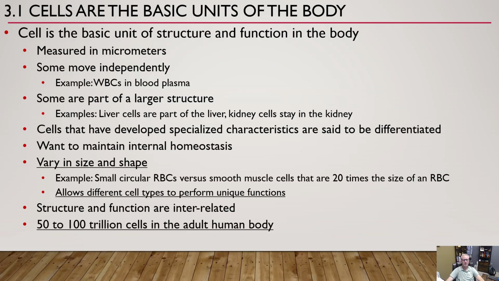All right, so cells. As we learned in chapter 1, the basic unit of structure and function in the body. We measure cells in micrometers. Don't really need to know that. Some cells move independently, and some cells are fixed. They don't move. For example, your red blood cells, your white blood cells, your platelets, they're going to be moving around in your cardiovascular system throughout your bloodstream. Your liver cells, they stay in your liver. Your kidney cells, they stay in your kidney. Your small intestine cells, they stay in your small intestine.